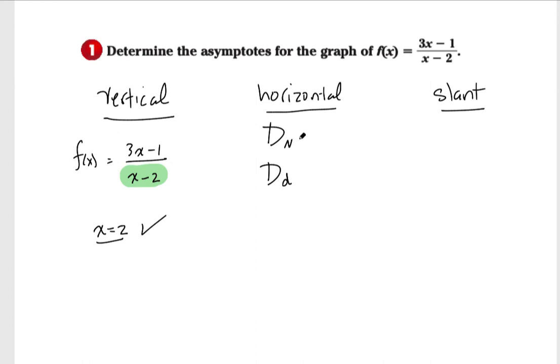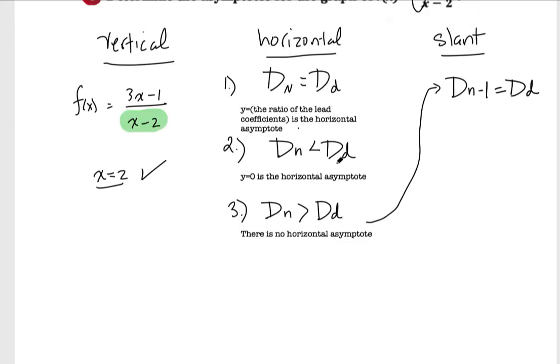If the degree of the numerator and the degree of the denominator are equal, if they are the same, then I want you to know that the horizontal asymptote will be the ratio of the lead coefficients. Okay, so I figured I'd better tell you all the things right now. We need to know what the degree of the numerator and the degree of the denominator is. If they're equal, then y is equal to the ratio of the lead coefficients. That is the horizontal asymptote.